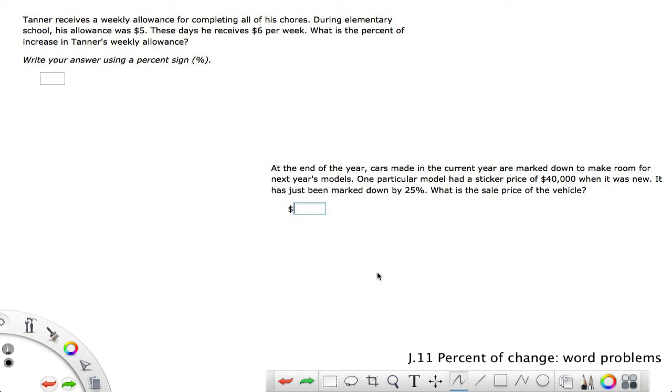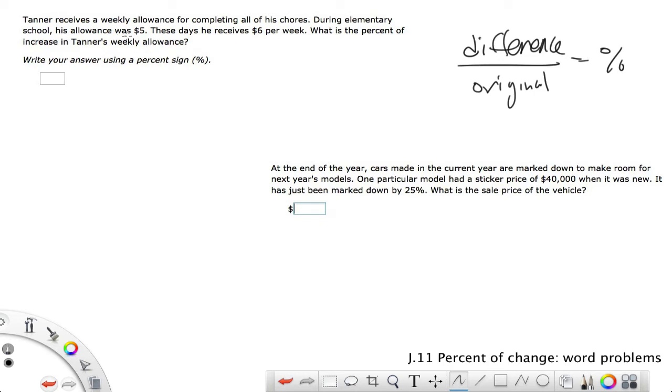Alright, this is grade 8, section J11, percent of change word problems. So we're going to look at a few examples, but the process is the same. It's still going to be the difference over the original will equal your percent of change. So depending on what we're given, we may have to work backwards.